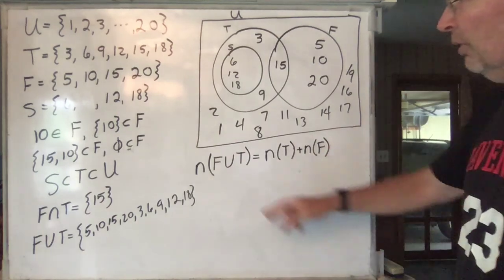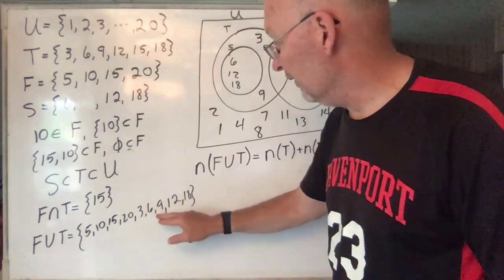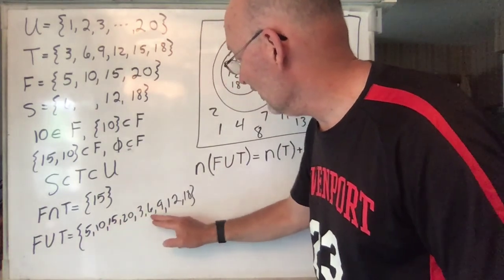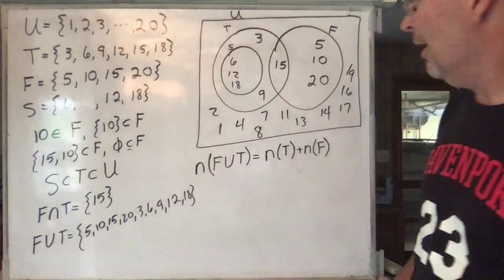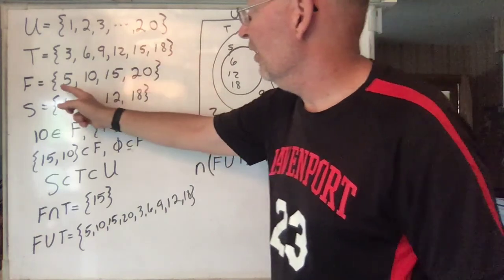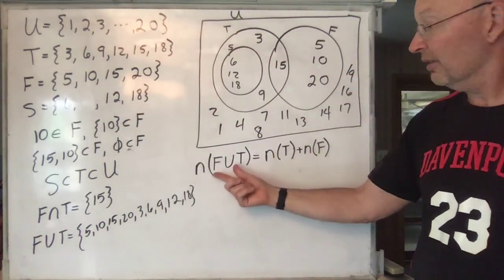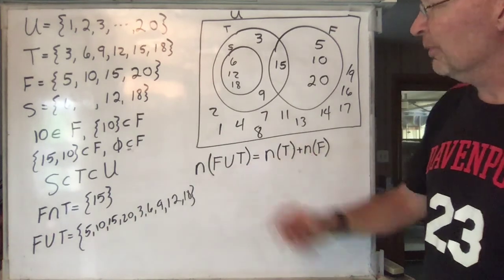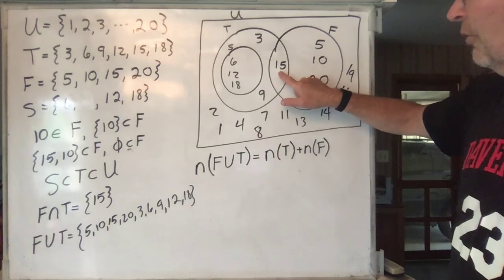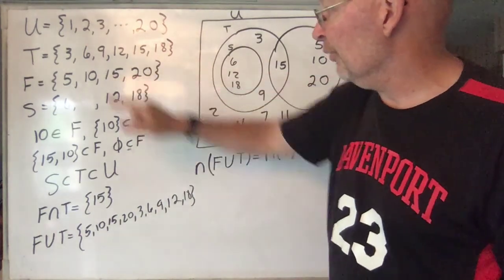Is that going to be true? How many elements are in here? 1, 2, 3, 4, 5, 6, 7, 8, 9. How many elements are in here? 1, 2, 3, 4, 5, 6. Why do these add up to more than this? Well, do you see the answer? It's because I included 15 both times. It was in this set and also in this set.